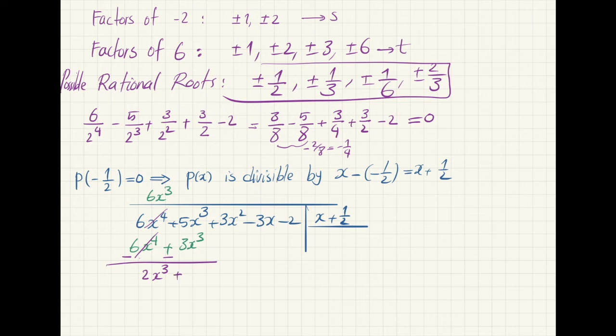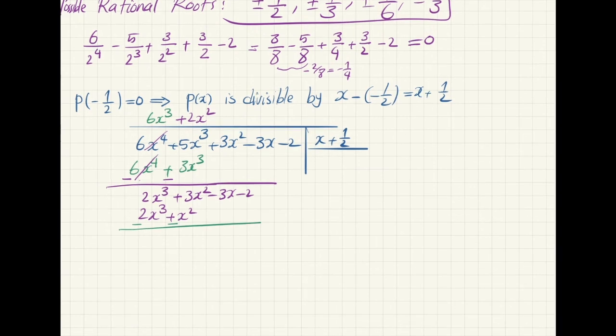And I will bring down the rest as it is, yes. And now I repeat the process. 2x to the 3 divided by x is 2x squared. Then I multiply 2x squared there, it becomes 2x cubed plus x squared, yes. I multiply this by 1/2, it gives me plus x squared. So I will change the sign, this becomes negative, this becomes negative, and then I add them.